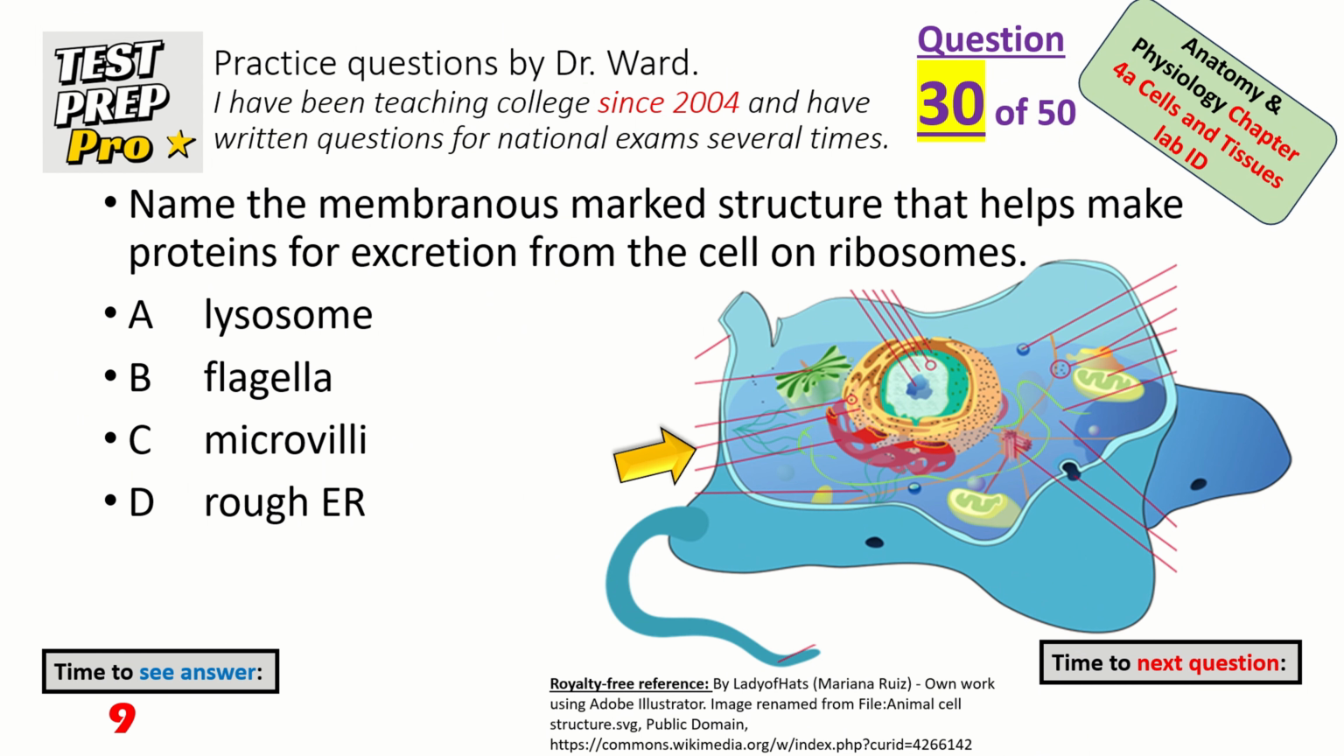Name the membranous marked structure that helps make proteins for excretion from the cell on ribosomes. Rough ER. You're doing great. You're amazing.